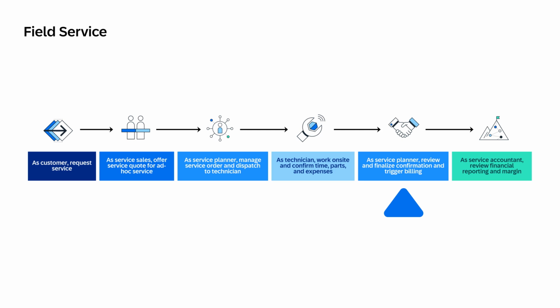This could be fixed price billing. It could be time and material, depending on what was agreed with the customer. And then the final person involved in this end-to-end process is a service accountant, who can, at any point in time of the process, see in real time how the financial flow, the value flow, is looking, and what the profitability of the service process is. And so we look at this end-to-end process as field service management.